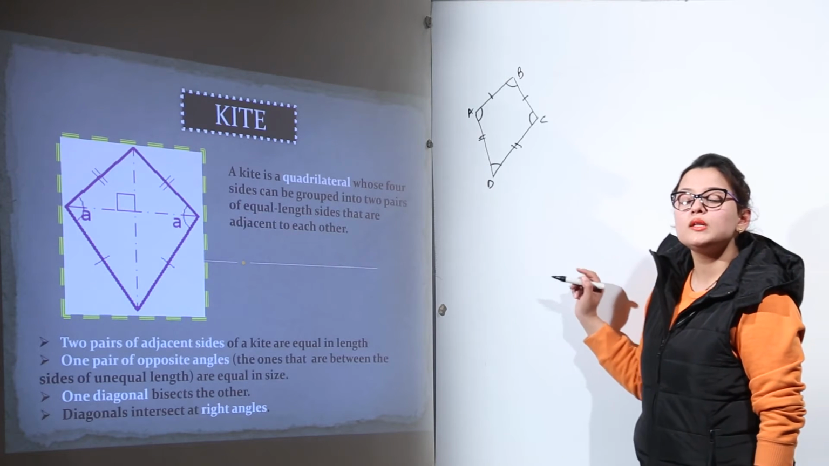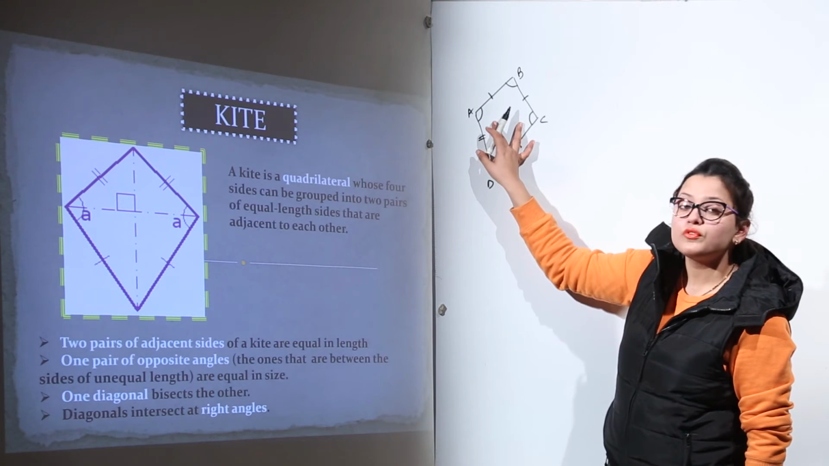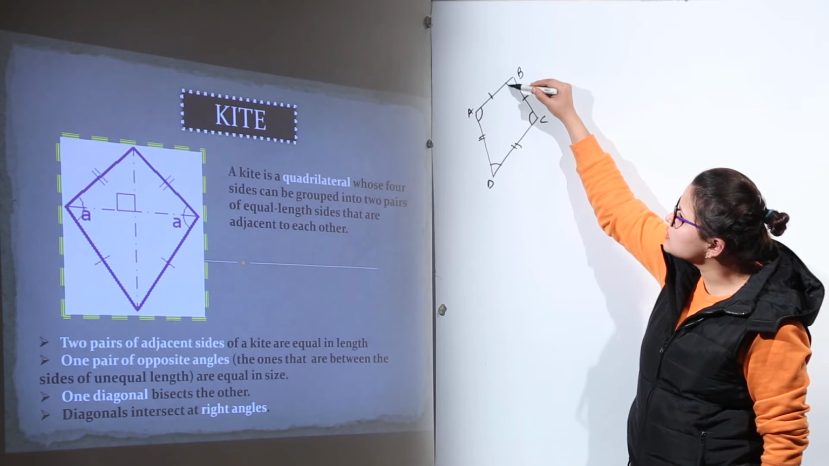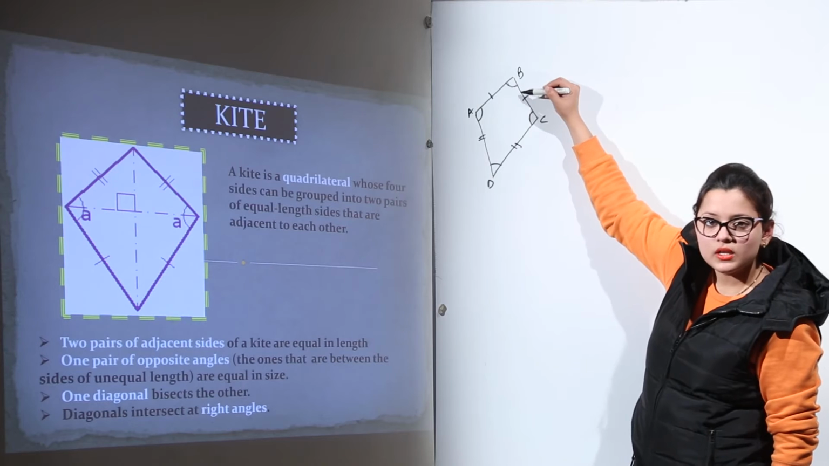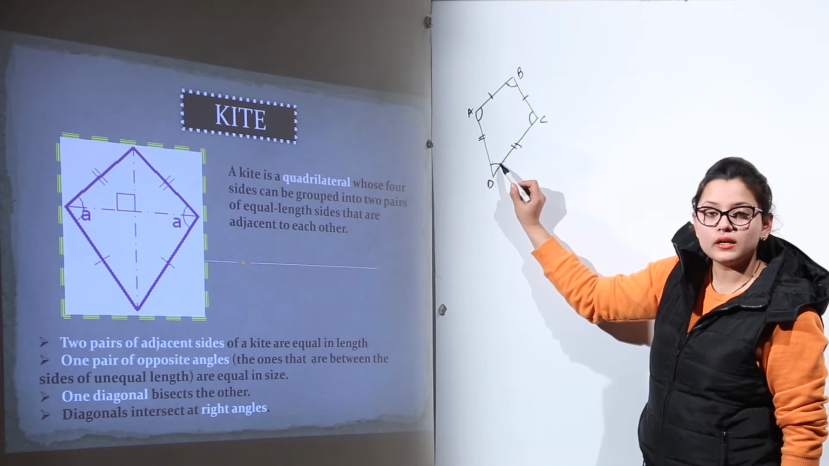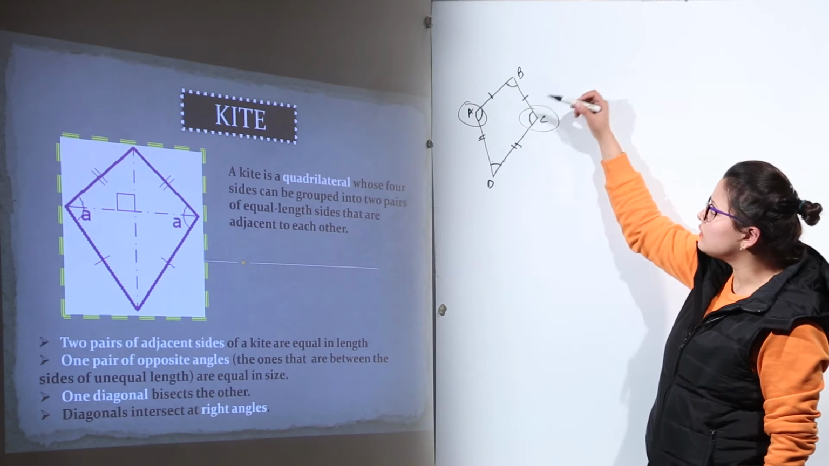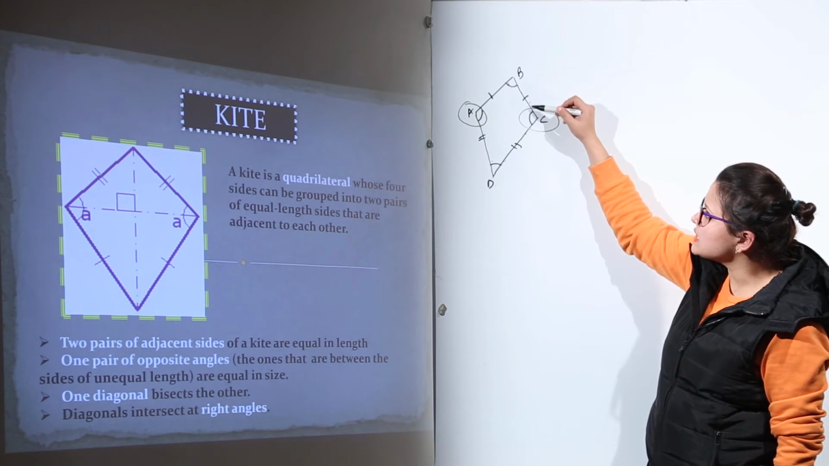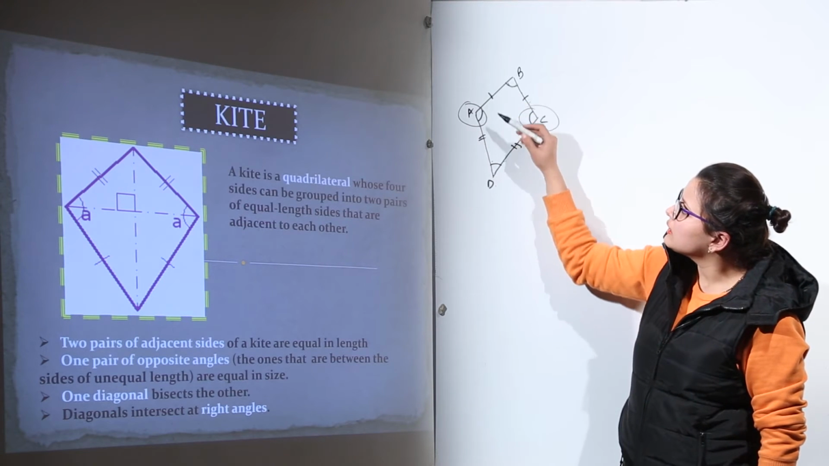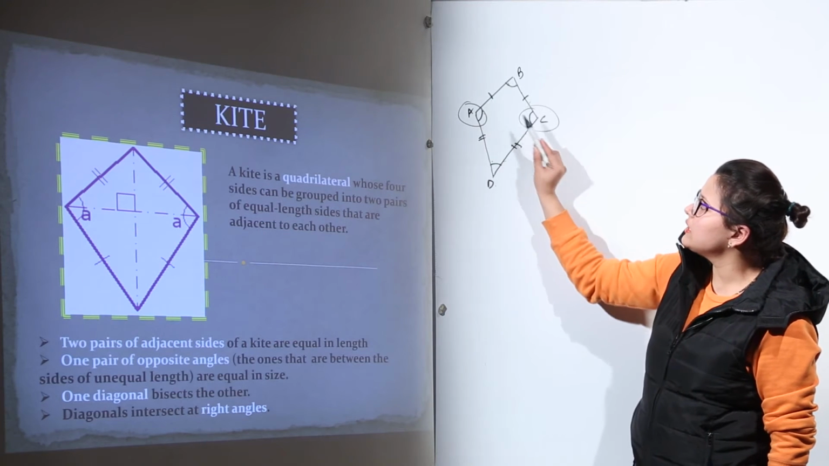Now what is the property? The property says that the angles that are present in between of non-equal sides. Now you can see this angle B is present in between the two equal sides, as well as angle D is present between the two equal sides. But what about angle A and angle C? These are present in between the two non-equal sides. See, BC is not equal to CD. Similarly, AB is not equal to AD. That means the angles present between non-equal sides are angle A and angle C.